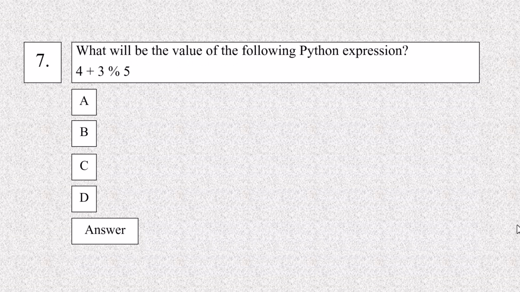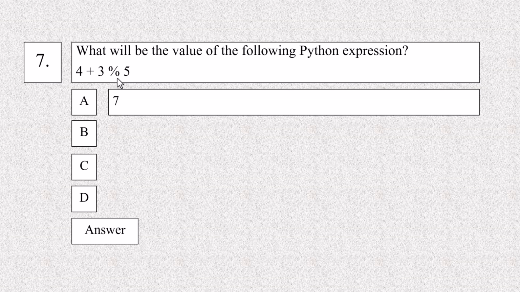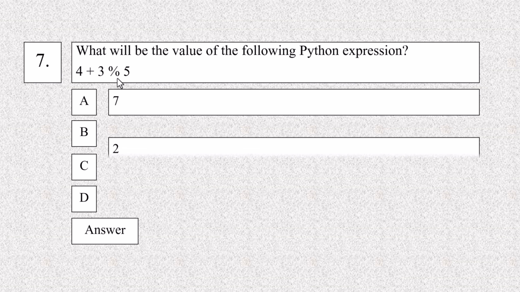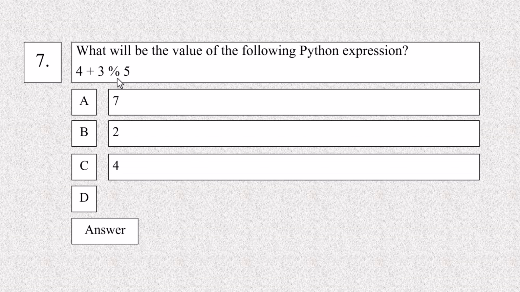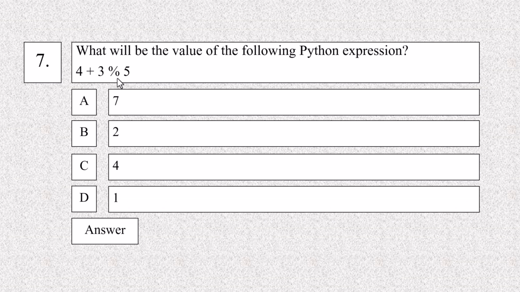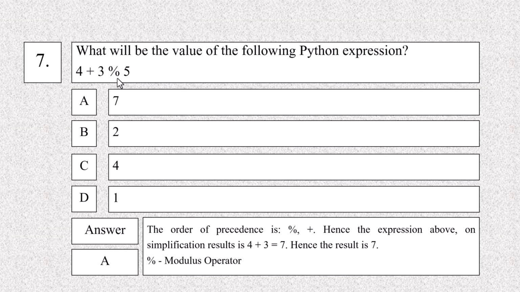Next question is, what will be the value of the following Python expression? 4 plus 3 modulus 5. Here this symbol is an operator, a modulus operator, and this will give the remainder. And our options are option A 7, option B 2, option C 4, option D 1, and the answer will be option A. Why option A?